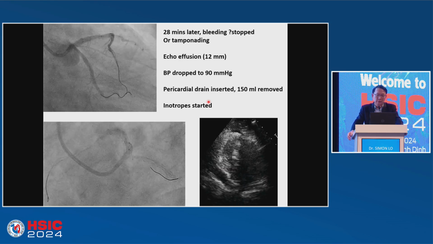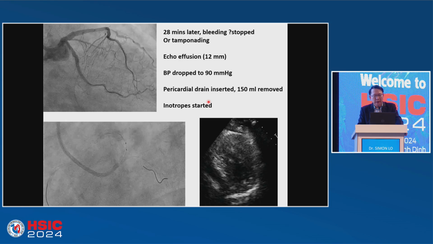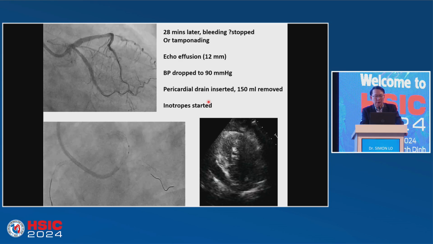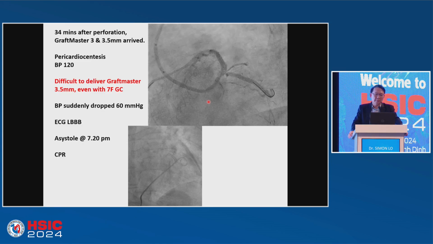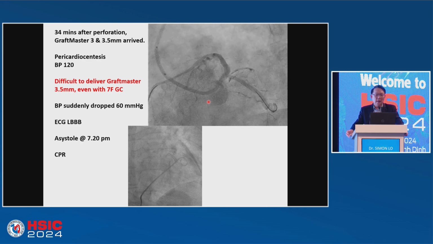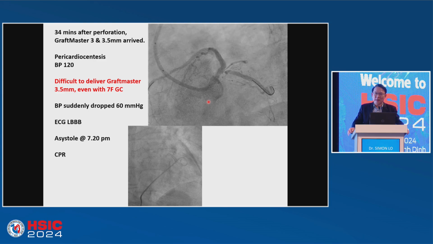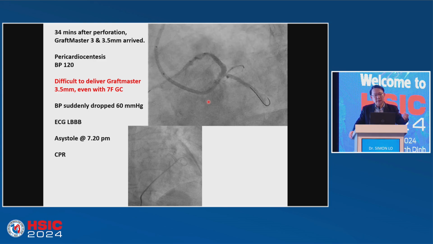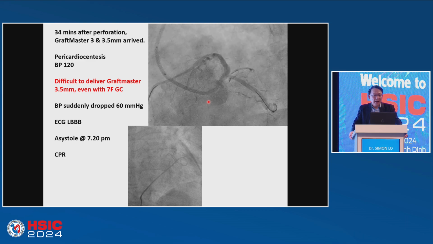BP has dropped now to 90. Echo effusion now is 12 millimeter instead of 9 just now. And I have already taken out 150 ml of blood from the pericardial space. The inotropes have been started. 34 minutes after perforation, luckily, the Graftmaster, in 2016-17 it was a Graftmaster that a lot of hospitals have, arrived. So we have a 3 millimeter, a 3.5 millimeter Graftmaster. Pericardiocentesis has been carried out, blood pressure improved to 120, but there you go.